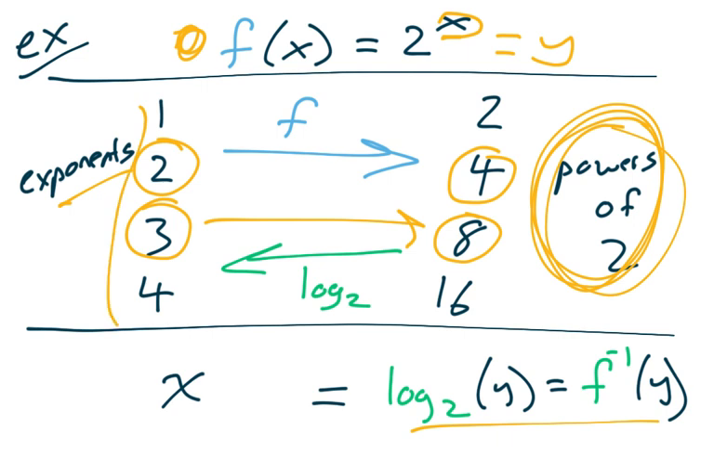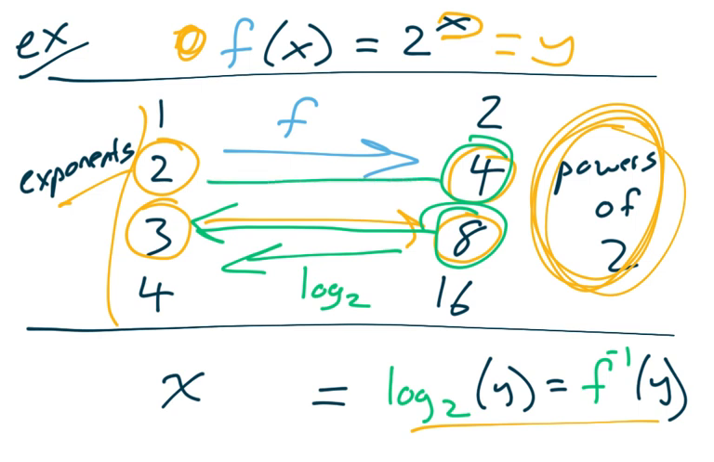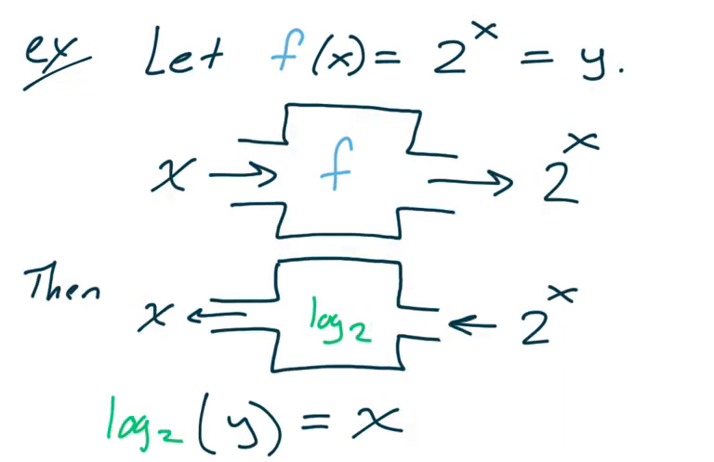And what a logarithm does is it just takes a power of 2 and says what exponent produces that. So for instance, starting with 8, the exponent of 2 that gives you 8 is 3. Or starting with 4, the exponent of 2 that gives you 4 is 2. Or starting with 16, the exponent of 2 that gives you 16 is 4, because 2 to the 4 equals 16.